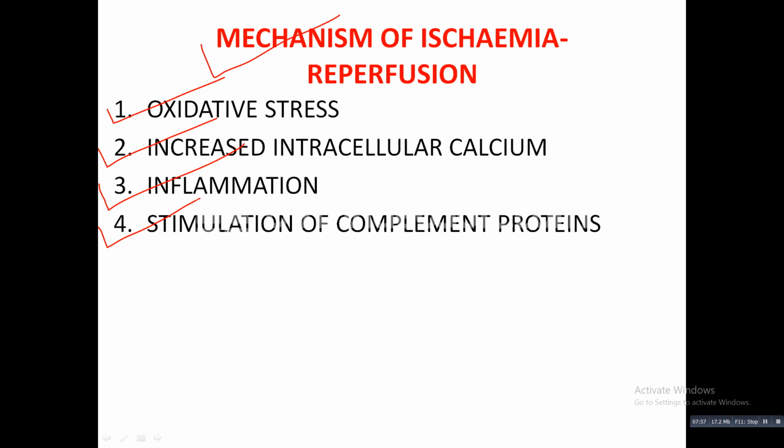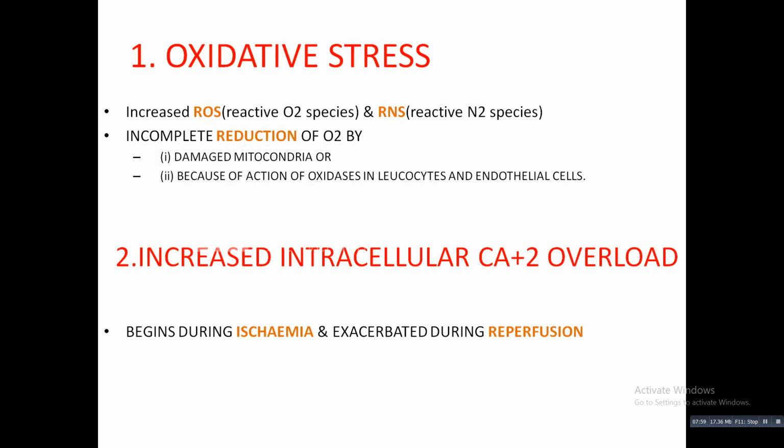Whenever blood flow is restored to the ischemic part, it leads to an increased production of reactive oxygen species as well as reactive nitrogen species. Also, there is incomplete reduction of oxygen by the damaged mitochondria, and because of the action of the oxidases which are present in the inflammatory cells in the region of ischemia.